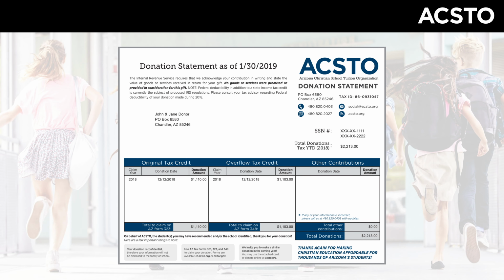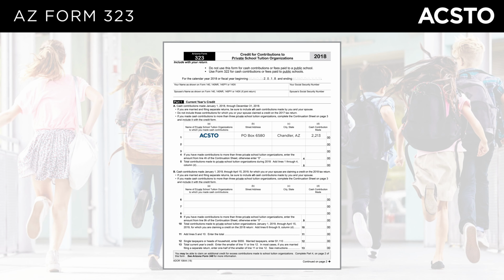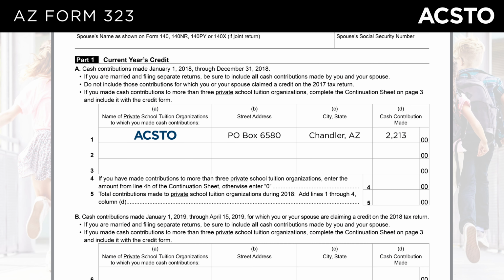As the receipt indicates, you use the Arizona Form 323 for the original tax credit. The form asks for the school tuition organization you donated to. If you donated to us, you'd say Arizona Christian School Tuition Organization, or ACSTO for short, and then P.O. Box 6580 in Chandler, Arizona. If you donated to more than one scholarship organization, there are additional lines.